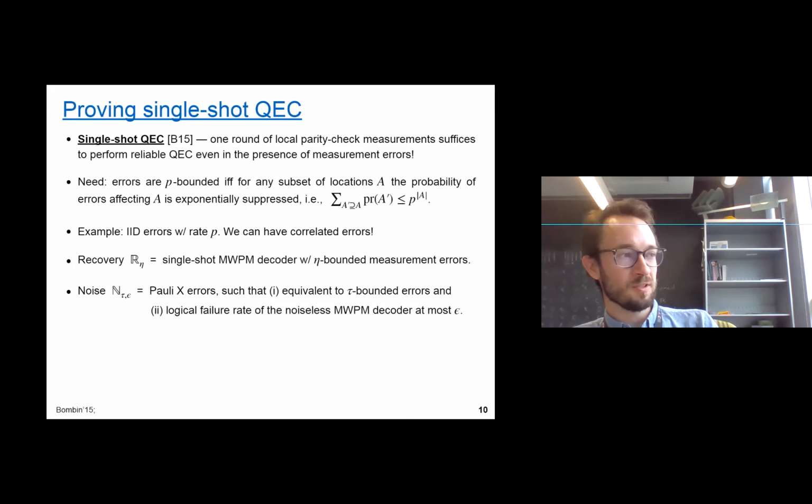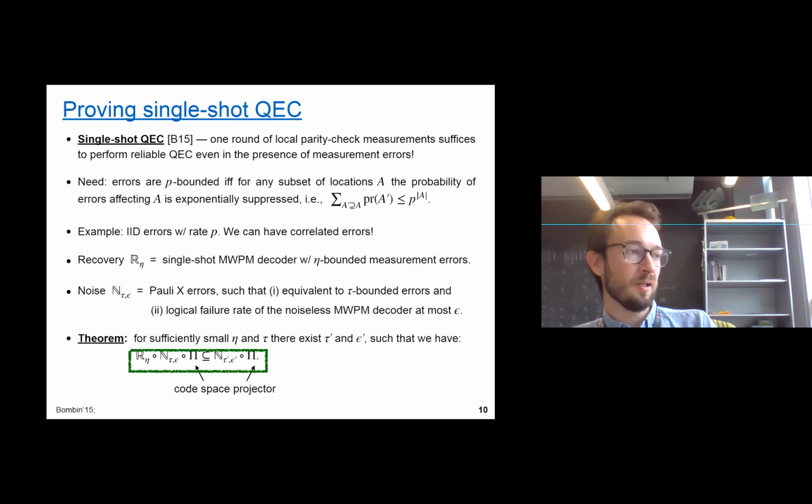And also this epsilon is telling you the logical failure rate: if a noiseless minimum weight matching decoder was run on this noise, the logical error rate is at most epsilon for this channel. And then this is the theorem here.